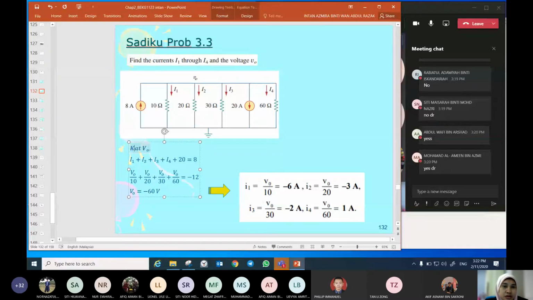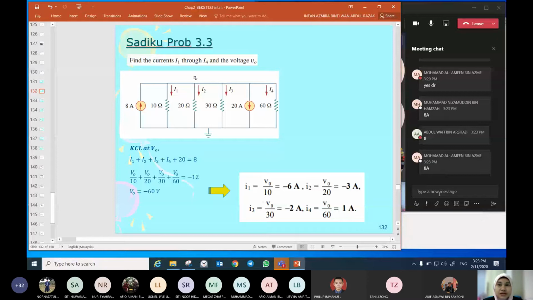What are the currents entering the node? Please answer. You can speak and you can write. What are the currents entering the node? Entering the node: A. Yeah, only A. Good.